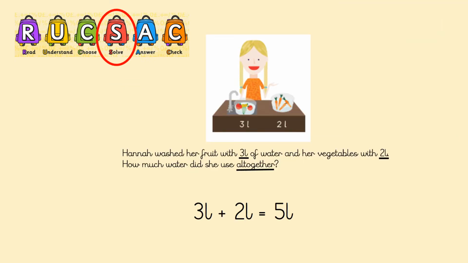Now that I've chosen a method, addition, it's time to solve it. So, 3 litres plus 2 litres. That was quite a simple one. We could solve that in our head or on our fingers. 3 litres plus 2 litres equals 5 litres.